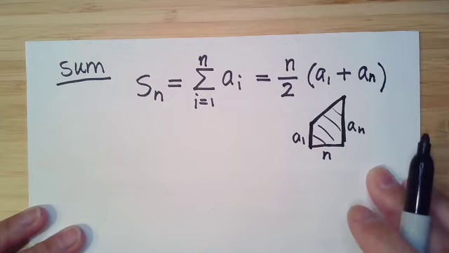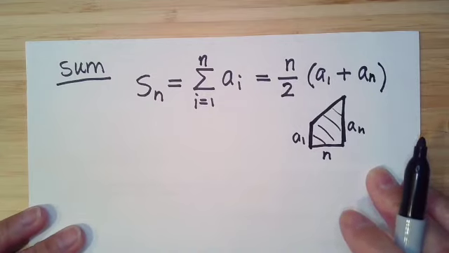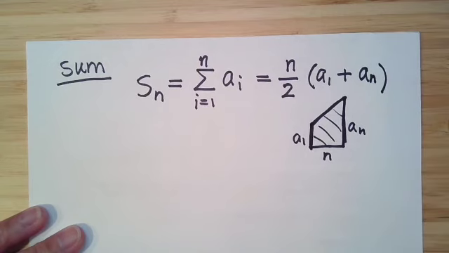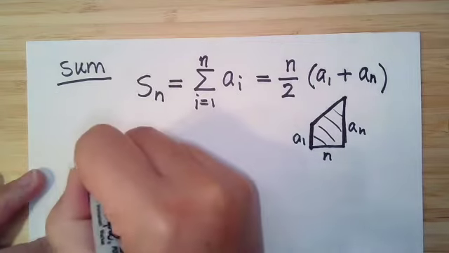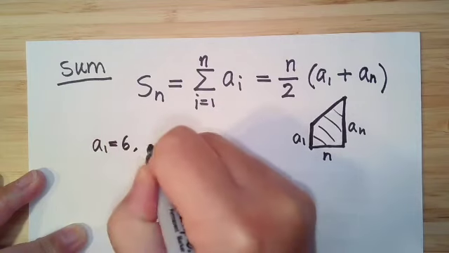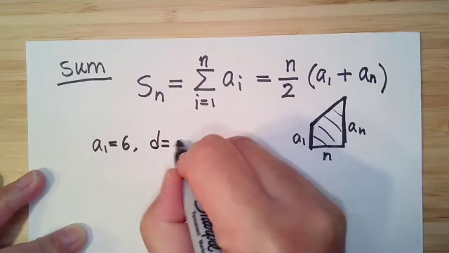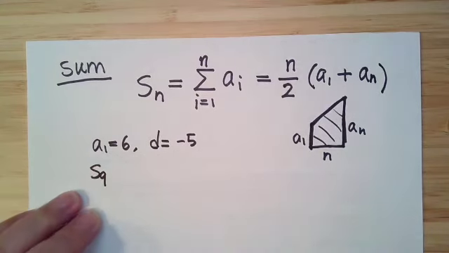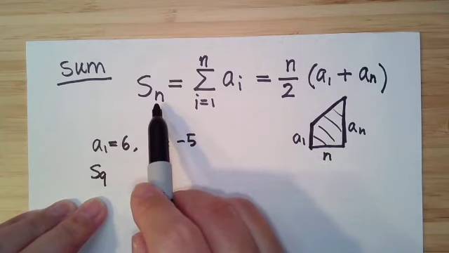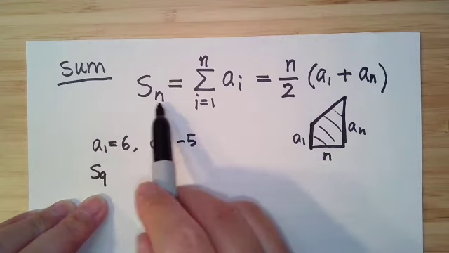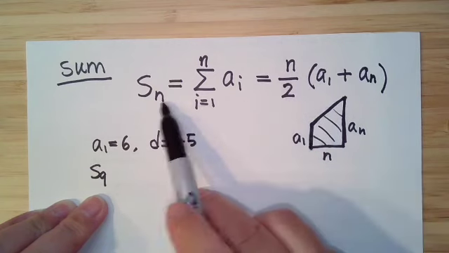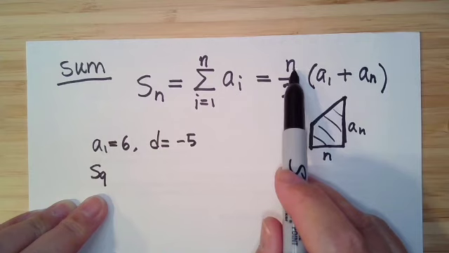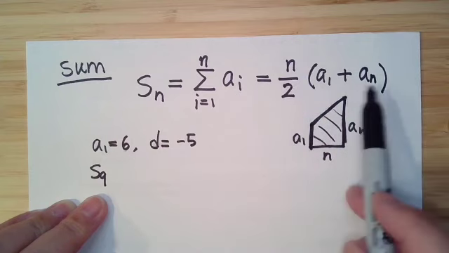So let me give you one example. I want to ask you to figure out Sn, the sum of the first n terms of an arithmetic sequence. I give you the first term, a1 is 6, and I give you d is negative 5. I ask you to find S9. Can you do that? When I ask you to find S9, n here is 9, and then I can use this formula. I know n is 9, so this is 9 over 2. a1 is given. What about an?